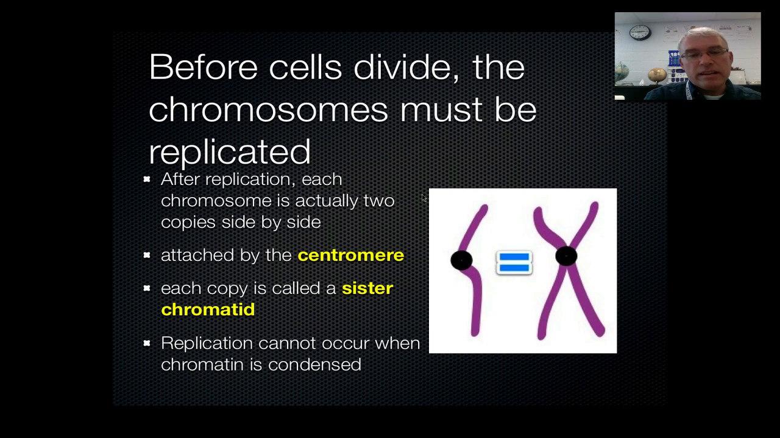So after replication, each chromosome is actually made up of two copies held side by side, and they're held together in the middle by a region called the centromere. Each copy, like here's one on this side and here's one over here, is now called a chromatid. The whole thing is still a chromosome, but in this chromosome it's replicated, so you have two chromatids. This one chromosome over here, you only have one copy. When you have two copies, you use the word chromatid or sister chromatids to describe these two parts.